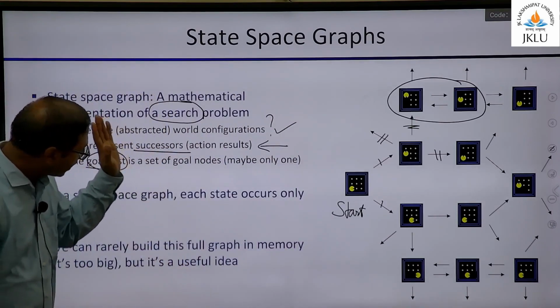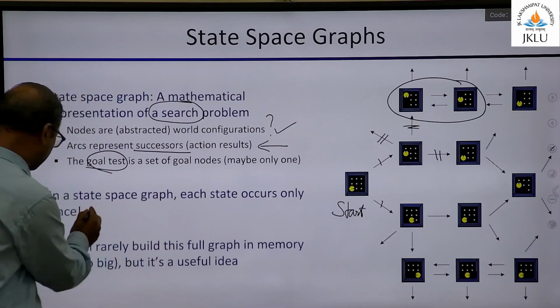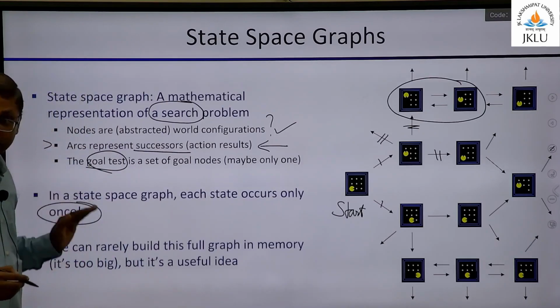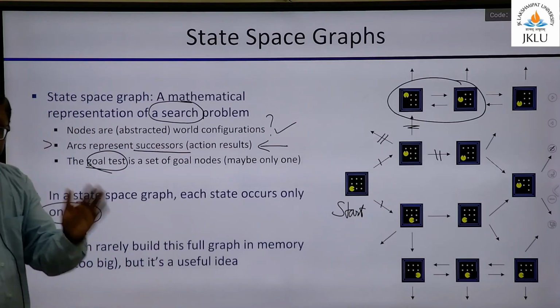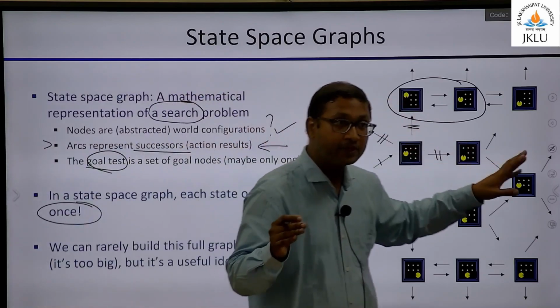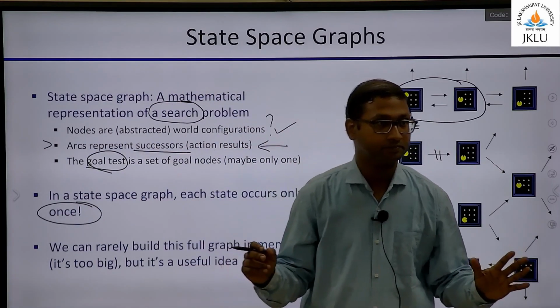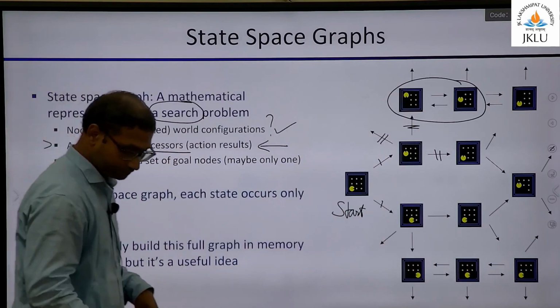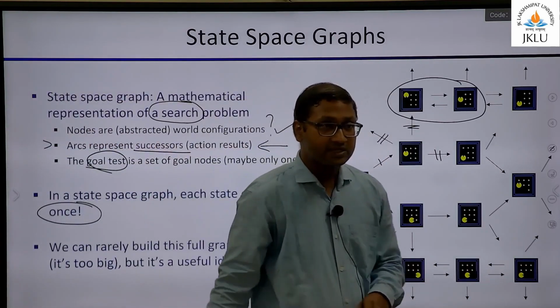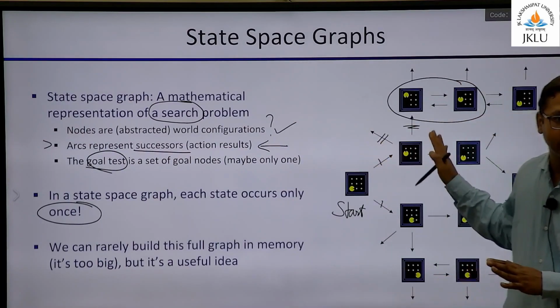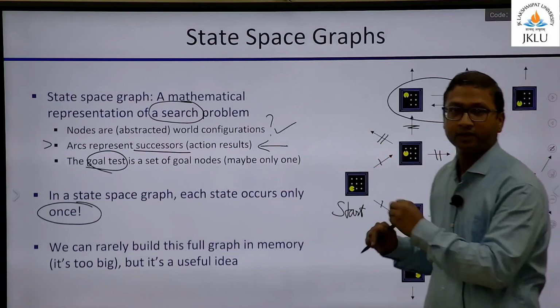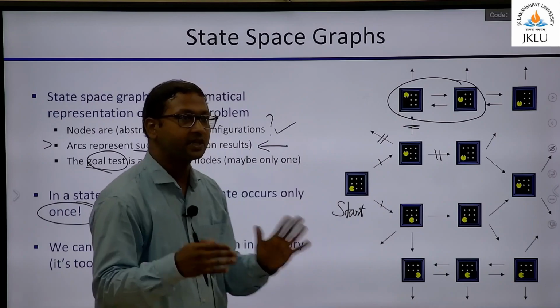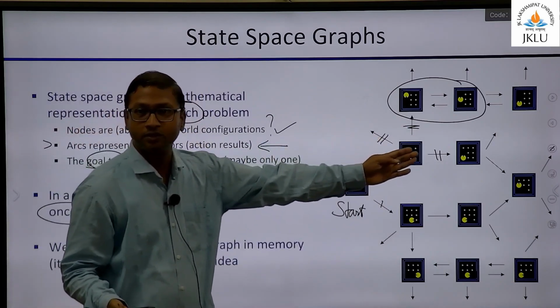In a state space graph, each state occurs only once. So get this idea firmly in your mind. Even if I ask you to draw something very simple, it should not repeat. Okay? Is this idea clear? What are we doing here? And you being third year students can already tell this is huge, right?